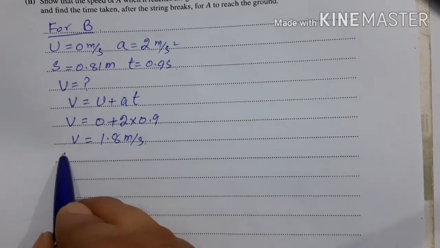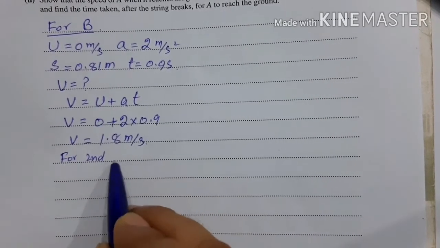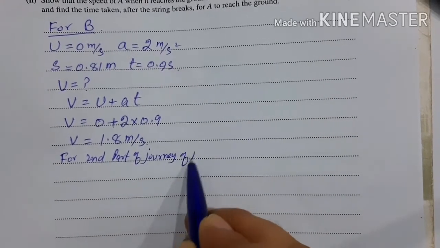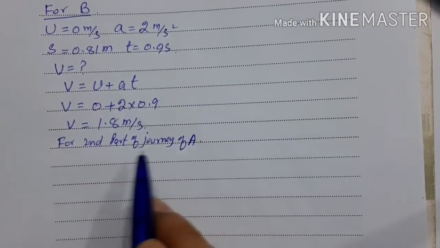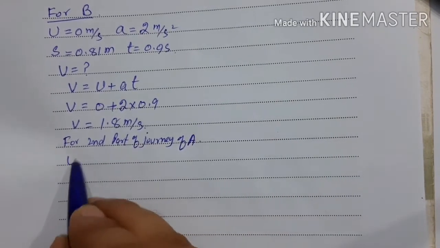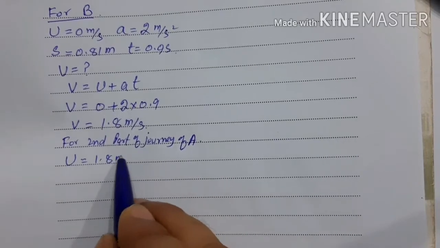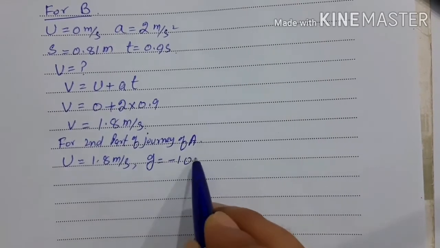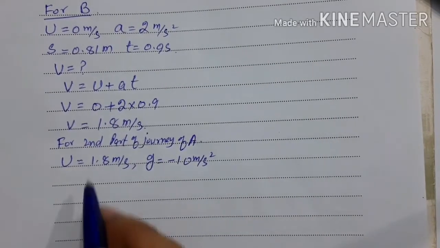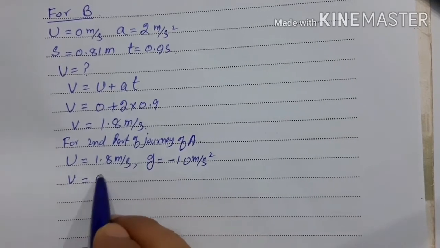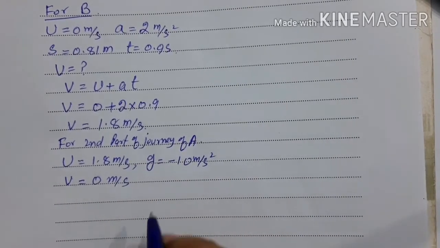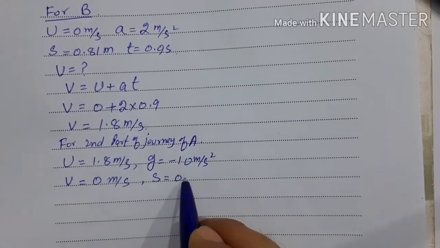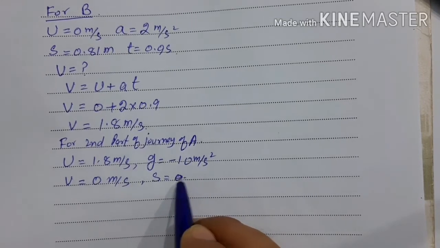So for the second part of the journey of A after breaking the string, u is 1.8 meters per second, g is minus 10 meters per second squared because the particle is moving upward, and v is 0 because the particle will stop when it reaches the highest point. So I need to find the extra distance covered by the particle. I need to find this distance.